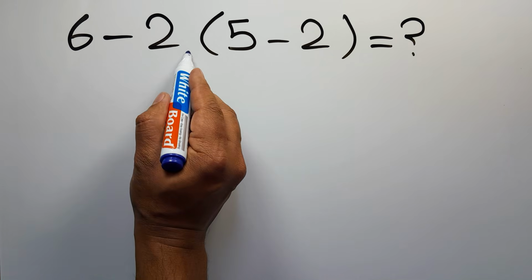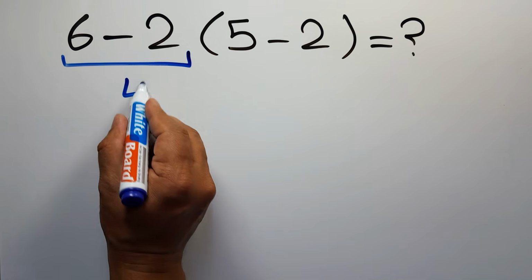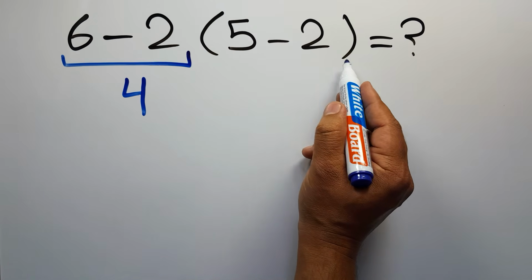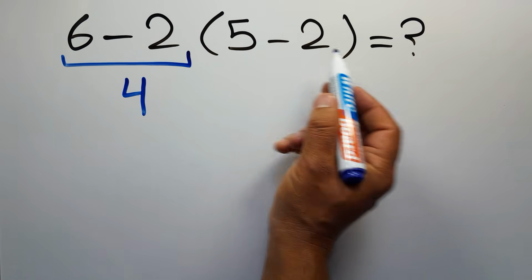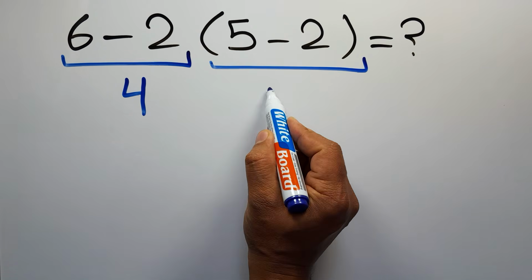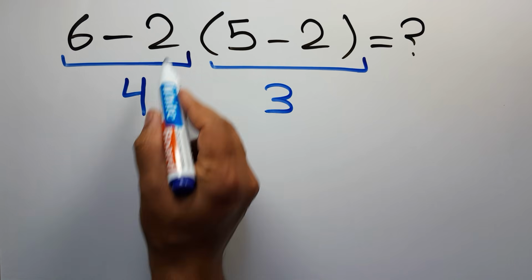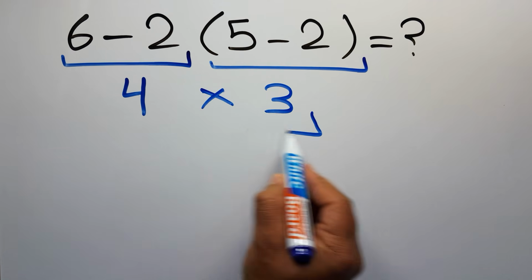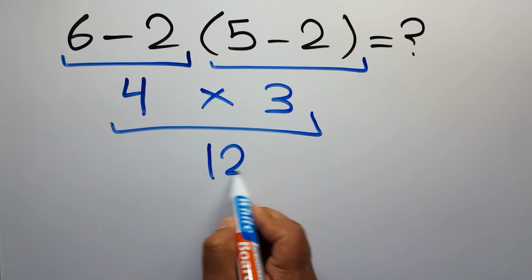6 minus 2 gives us 4. And inside this parentheses we have 5 minus 2 which equals 3. So 4 times 3 gives us 12.